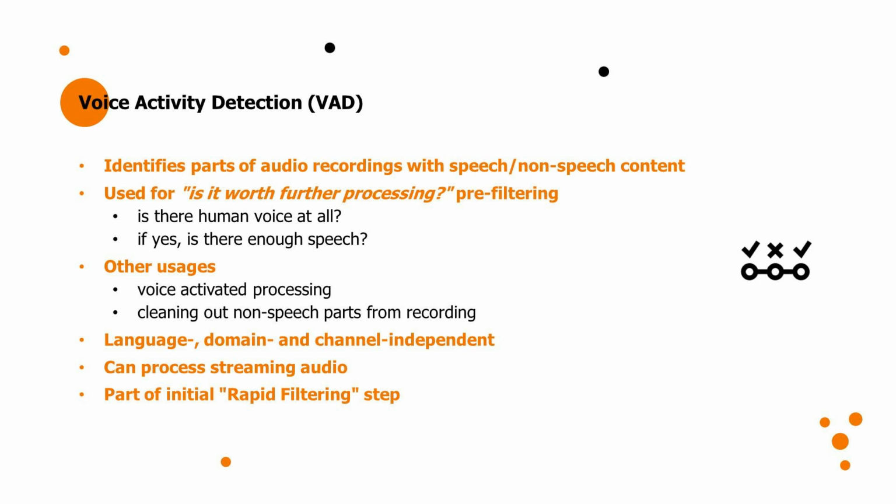Voice activity detection can process also real-time audio streams, so it can be used for voice-activated processing. It can listen silently to a continuous audio stream and activate some process only when a voice activity or a long enough voice activity is detected. Voice activity detection is usable universally as it does not depend on the spoken language or on the acoustic channel. It's also very fast, so it's recommended to be used together with speech quality estimation for initial filtering at the beginning of the processing chain.